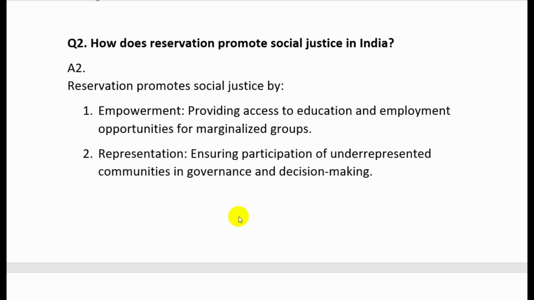Representation, ensuring participation of underrepresented communities in governance and decision making. When the reservation takes place, basically it automatically ensures that people who are not represented or who are not able to easily represent themselves in the community because they don't have the resources, then representation helps in this matter.